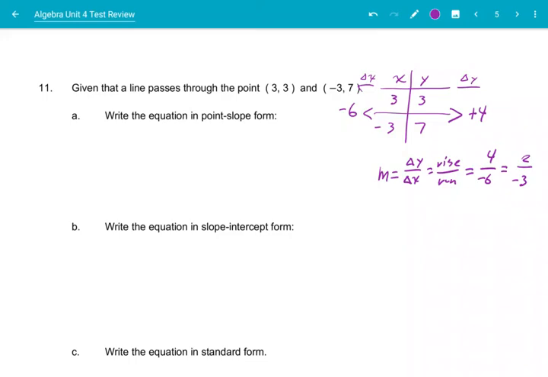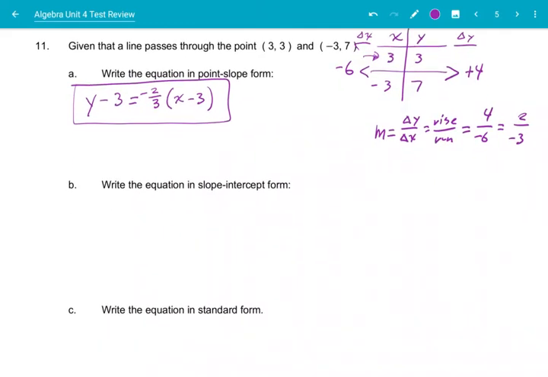So there's my slope, and now I can take either one of these points. I'm going to take that point right there. So point slope form: y minus 3, remember to change the signs, equals the slope, which is minus 2/3. It doesn't matter where you put the negative sign. It's going to make the whole fraction negative. Minus 2/3, and then x minus 3 again. So there it is in point slope form.